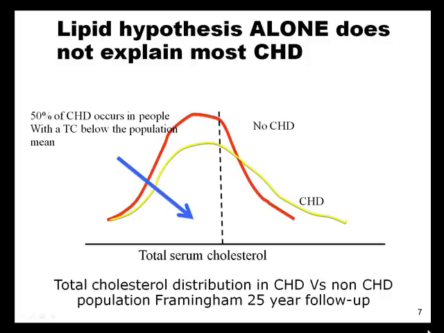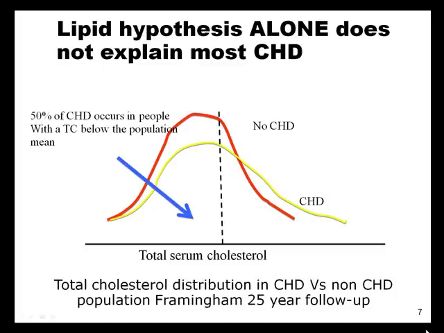Now, here's a piece of data that comes from the Framingham study after a 25-year follow-up. It shows that the lipid hypothesis alone does not explain most coronary heart disease. If you look at the histograms of the total cholesterol levels in two different populations, one who ends up with coronary heart disease and the other who ends up without coronary heart disease, you see that there is a slight increase in the mean of total cholesterol for those with coronary heart disease.